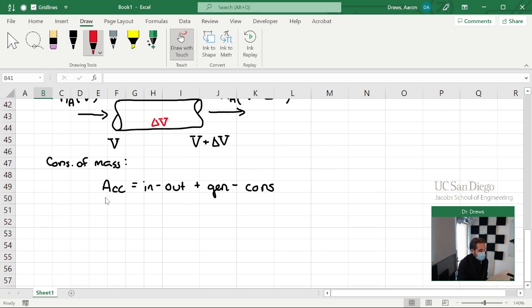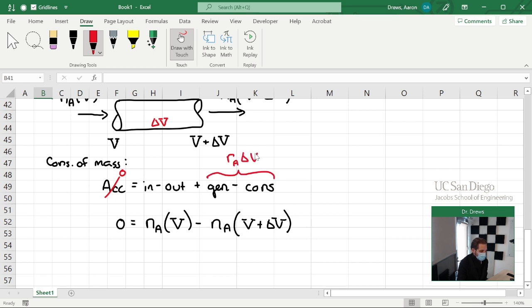If it's operating at steady state, usually this is 0 because things don't change in time at steady state. And so we end up with an expression that looks like 0, and now we add up all the things going in. So that's Na evaluated at V minus whatever's going out, which is Na evaluated at V plus delta V. And the entire generation and consumption term here, that's your reaction term. So this looks like Ra times delta V, and that just gets all lumped together as Ra delta V.